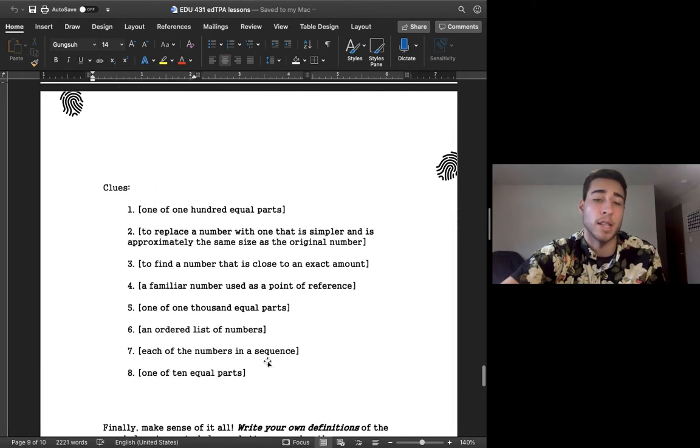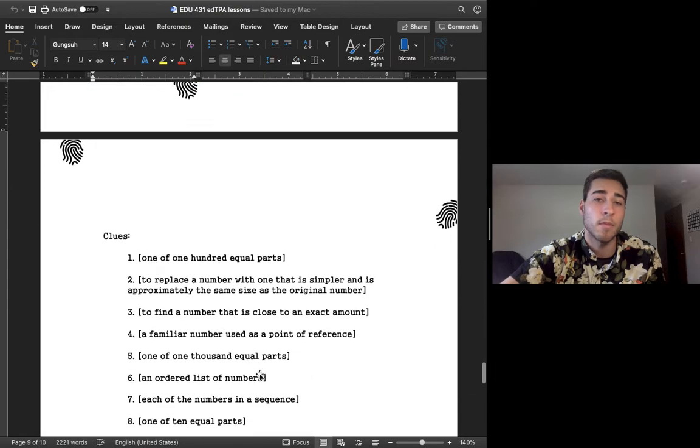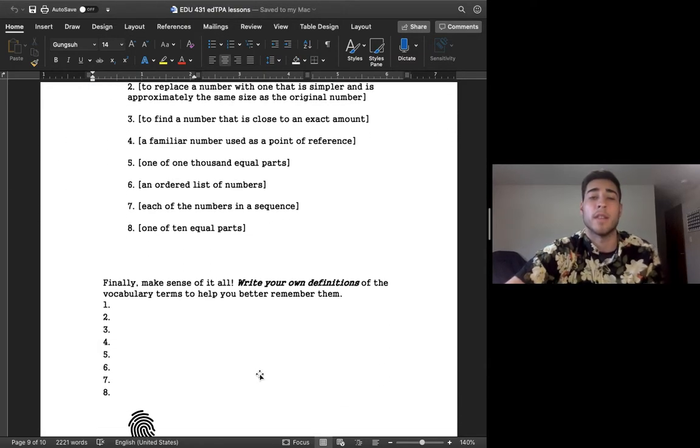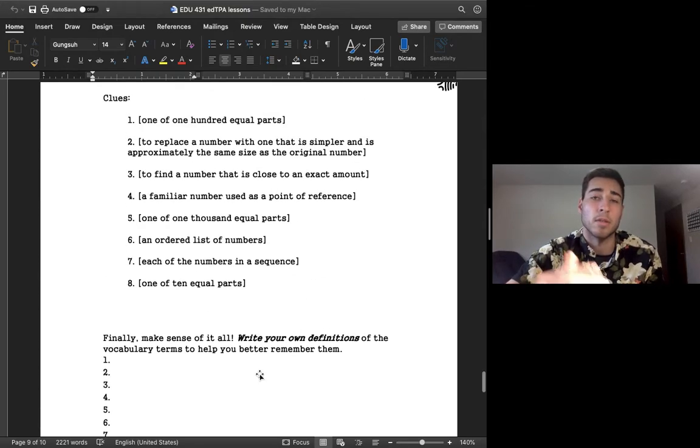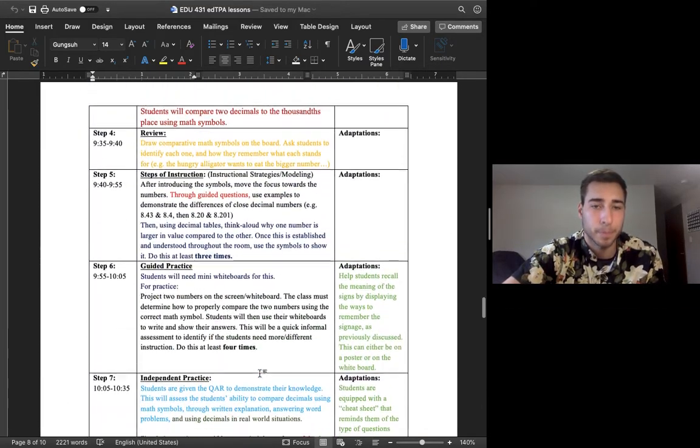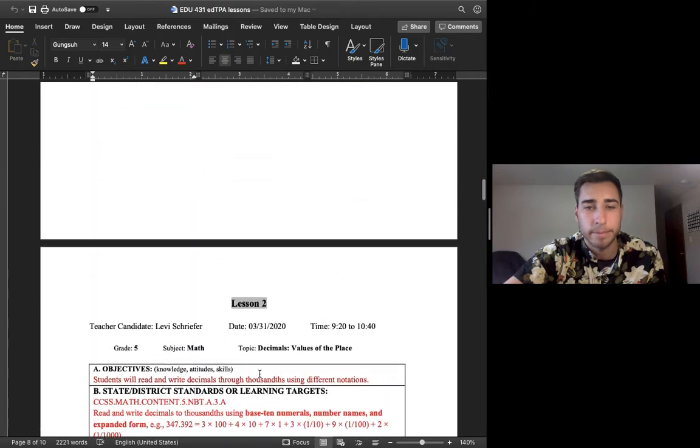These are again just the definitions. And following that, the students will then write their own definitions of the vocabulary terms just to get them even more accustomed and to help them create meaning of the words. Okay, back to the top.